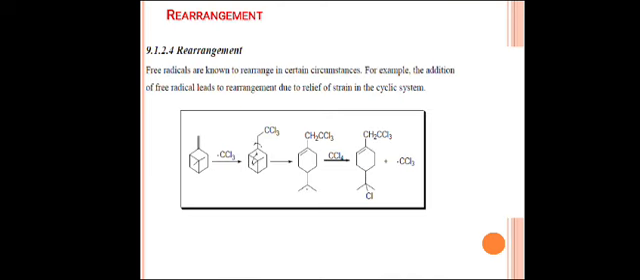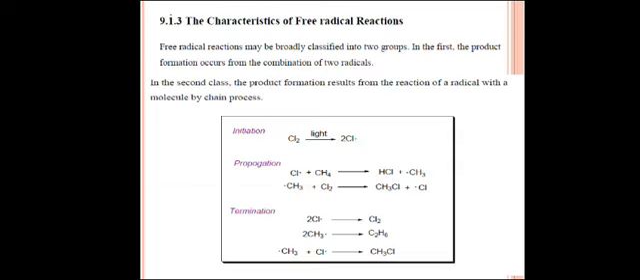This is the rearrangement. Here the free radicals are known to rearrange in a certain manner. For example, the addition of free radicals leads to rearrangement due to the relief of strain in the cyclic system. Here this rearrangement is taking place in presence of CCl3. Again here the bond opens, there is a formation of radicals. Again that reaction is completed in presence of CCl4, there is a formation of product.